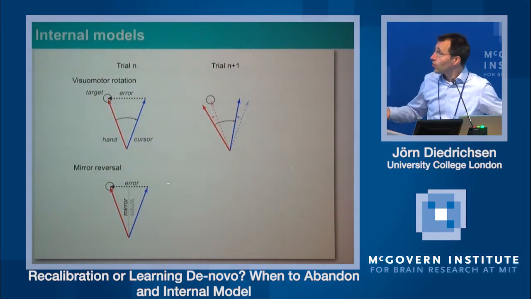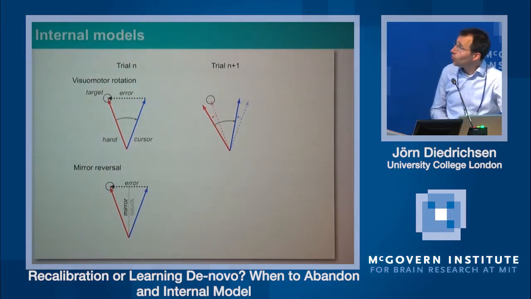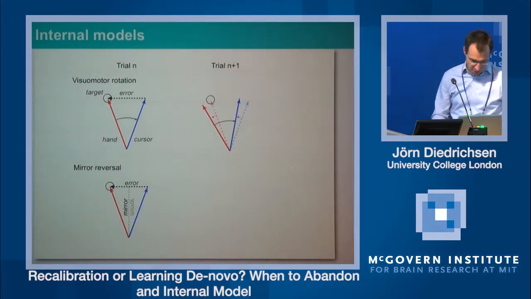Your hand goes to the left, the cursor goes to the right. You have exactly the same error. But now the response of going to the left would make matters worse. So if you were to go to the left here, the cursor would actually go further to the right and miss the target even more. The right response, of course, is to, whoops.